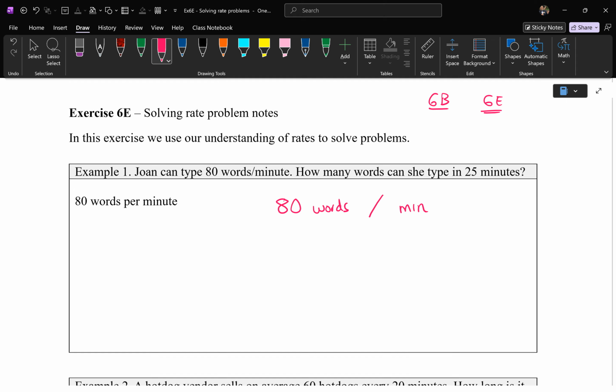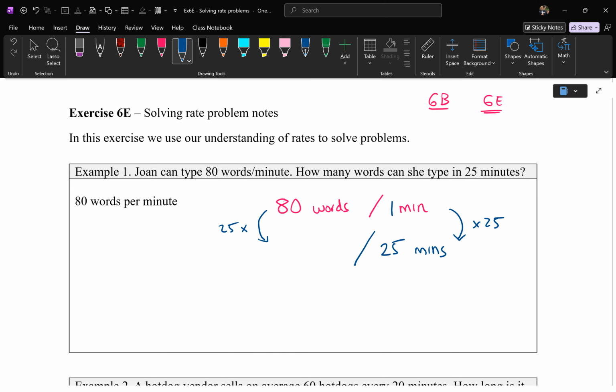Then we say, well, how many words can she type in 25 minutes? So we do a comparison. This is for every 1 minute. So for 25 minutes, this is clearly 25 times more than 1 because I need 25 of them, right? So 25 times more. So how would I work it out? Logically, whatever you do to one side, if you times 1 by 25 to get to 25, what do you have to do on the left? Times by 25. So that is all you had to do for the first one.